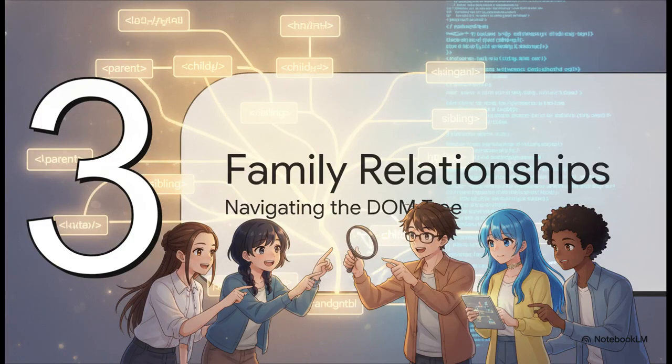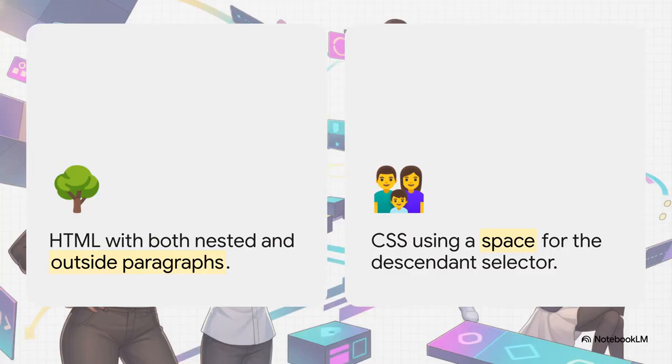Moving right along to Section 3, targeting HTML family relationships, navigating the DOM tree. Check out the descendant selector. We use a simple space between div and P. Okay, predict which paragraph turns red here. Exactly. It only selects paragraphs inside the div. It completely ignores the paragraph outside. That space basically tells CSS, hey, find me a paragraph, but only if it's living somewhere inside a div.